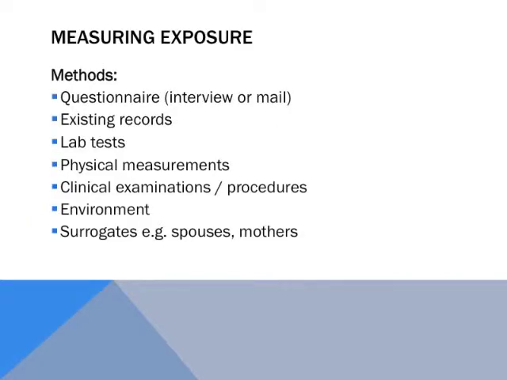Sources of information on exposure include questionnaires, either interview or by mail, existing records such as medical records, lab tests, physical measurements or examinations, environmental measurements, or asking surrogates such as spouses or mothers. In our example, information on exposure to chlorinated byproducts was estimated by interviewing subjects on the telephone about their place of residence and usual water consumption over the past 2 years. This information was supplemented with data from municipal water treatment plants on chlorination status and byproducts.